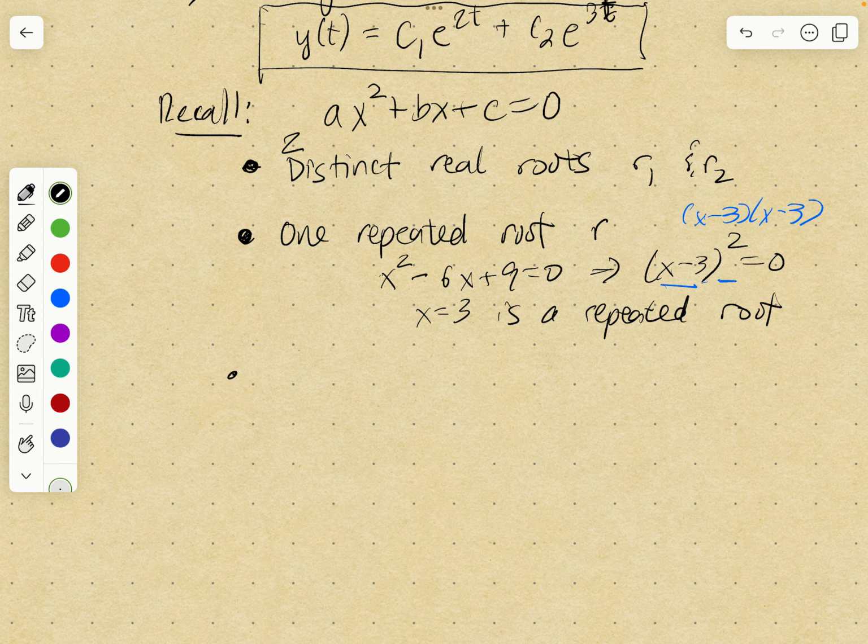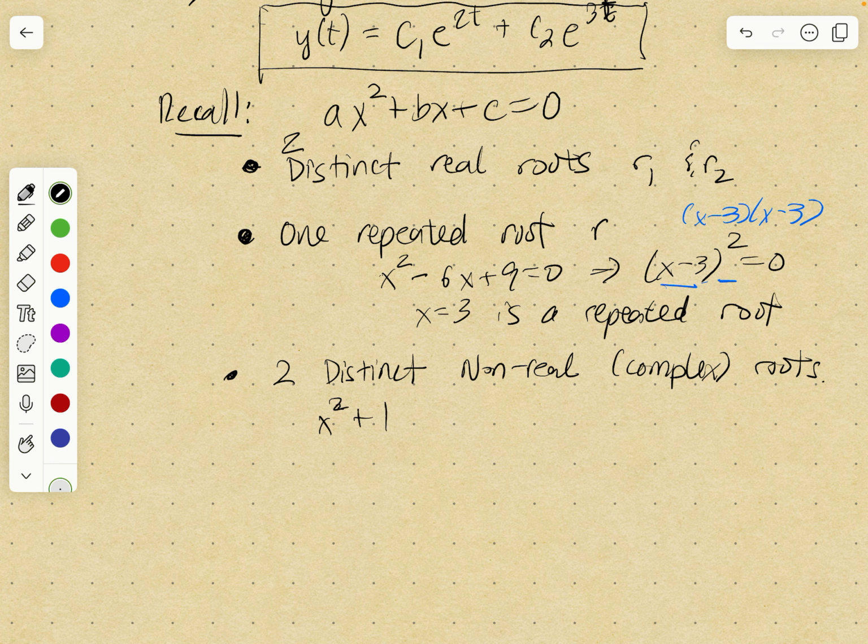And then the other possibility is you have two distinct roots, but they're non-real. So these are complex roots that are not real. A good example would be if you had x squared plus 1 is 0. Well, then the roots are going to be i and negative i.